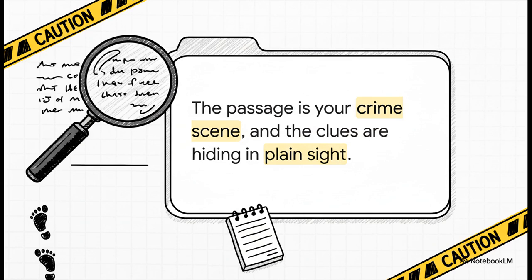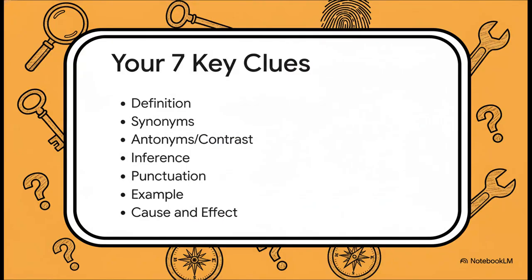Let's really lean into this idea for a second. I want you to think of every one of these short passages as a mini crime scene. The missing word, that's the mystery you've got to solve. And the author has left a trail of clues for you to follow. Your job is just to find them. And here they are, the 7 key tools in your detective kit. These are the types of context clues that the SAT loves to use to point you straight to the right answer. We won't break down every single one right now, but let's zoom in on a couple of the most powerful ones.